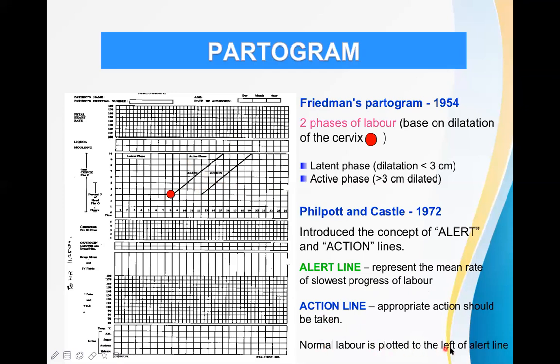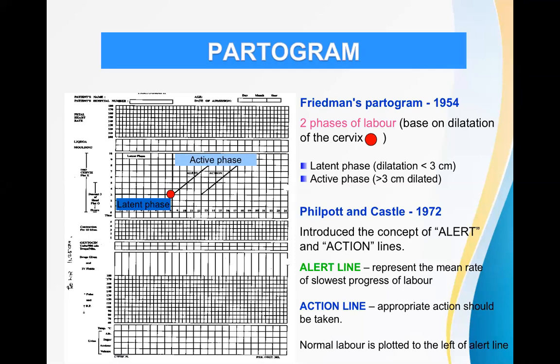Normal labor is plotted to the left of the alert line. So in this area, the normal labor occurs. This is the meaning. So it's the latent phase and the active phase. If somebody asks you, what is the boundary of latent phase and active phase? What is the quick answer? After what diameter do we call it active phase?